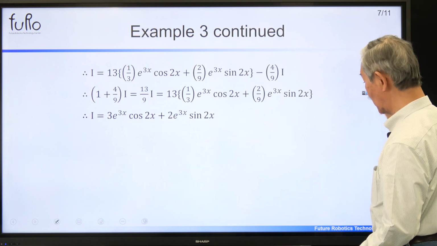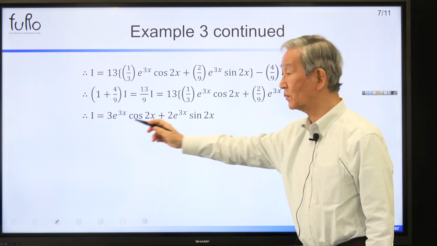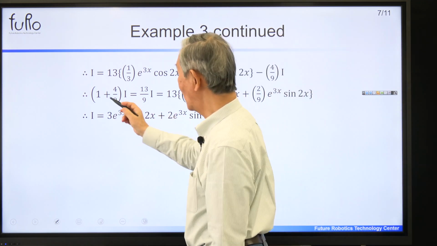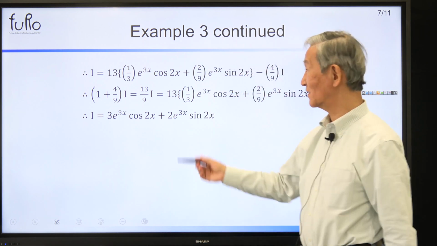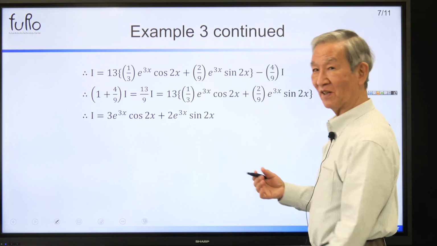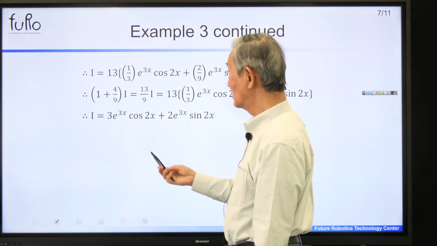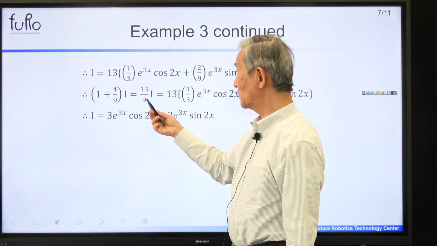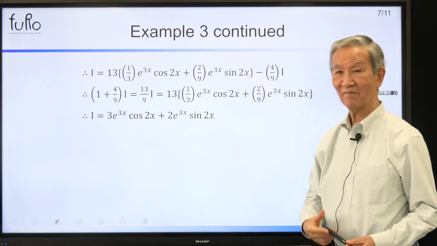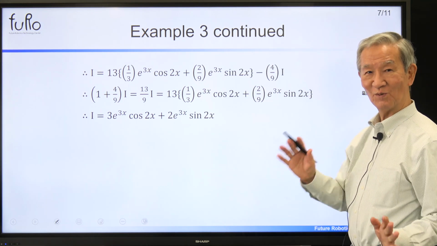So what's the next thing you have to do? That's I. So you move that to the other side. You get, that's 1 plus 4 over 9. That's 13 over 9. 13. Magic number. That's 13 times this plus that. So you get rid of 13 over 9, both sides. You get this one here. Great, you're done. Right? Wrong.